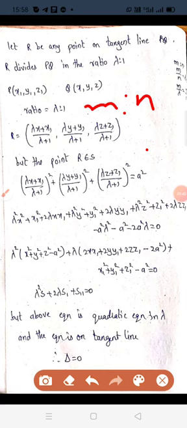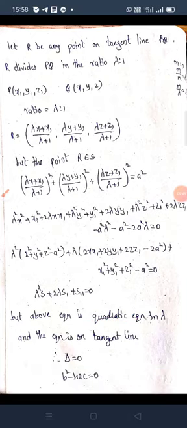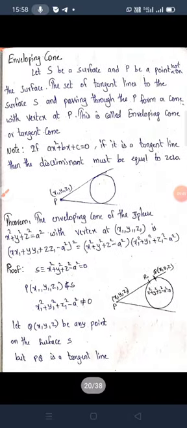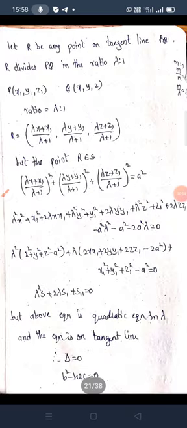But here observe that point R is clearly on the surface. Therefore, the point R satisfies the sphere equation. Therefore, we put the values of R in the sphere equation. Right? What is the value of R? (lambda x plus x1) by (lambda plus 1), comma (lambda y plus y1) by (lambda plus 1), comma (lambda z plus z1) by (lambda plus 1). Therefore, what is the sphere equation? x square plus y square plus z square equal to a square.